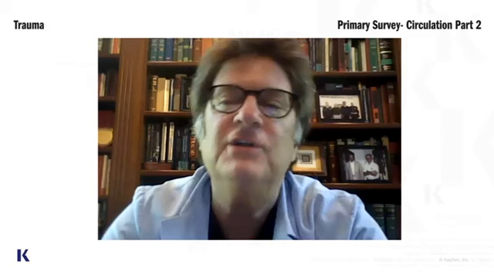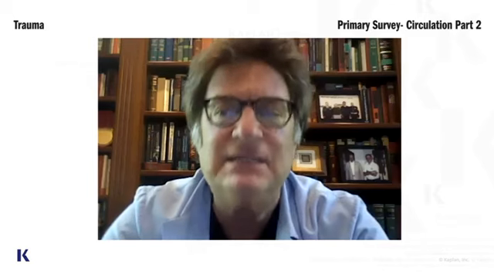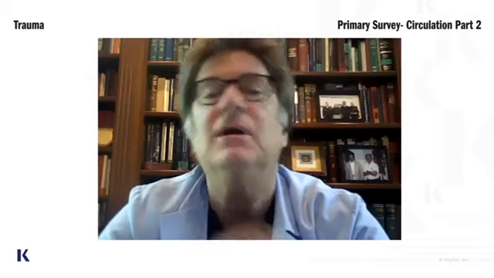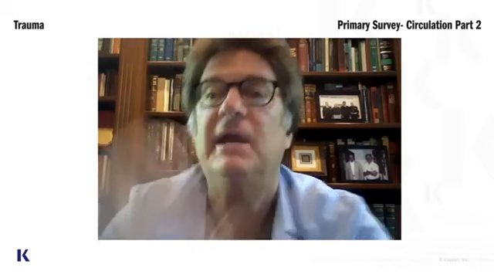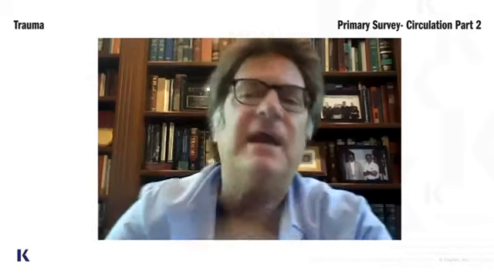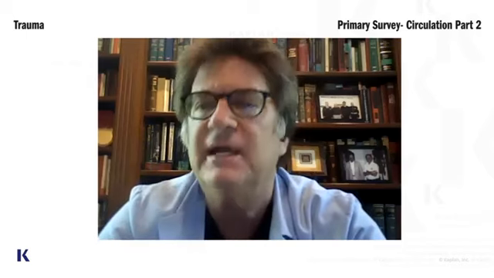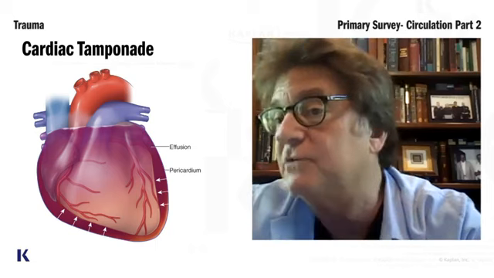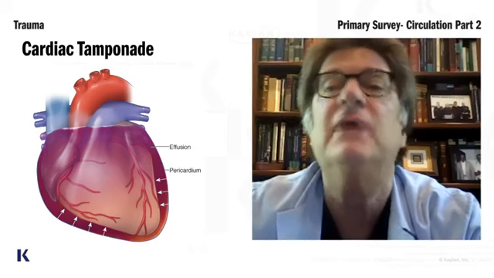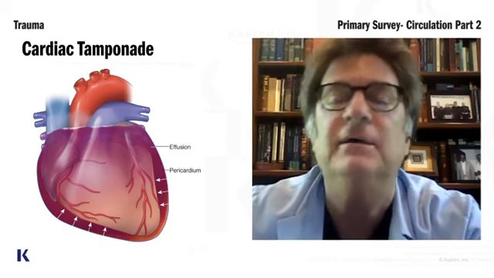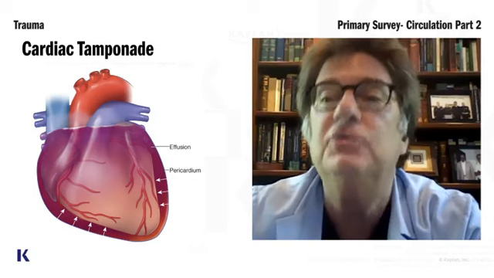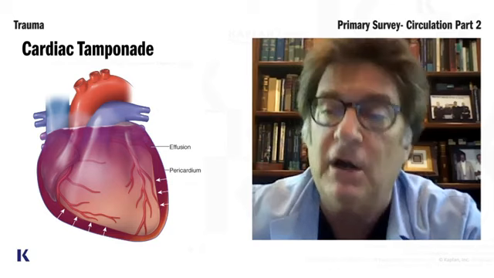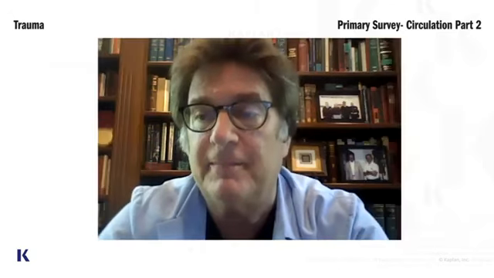Now, there's another entity that can cause hypotension, tachycardia, and neck veins up to here. And that's called cardiac tamponade. And what that's caused by is you get an injury where blood accumulates into the pericardial space.